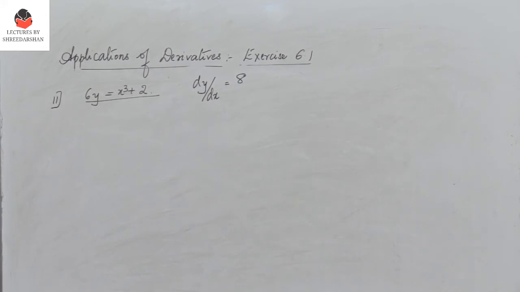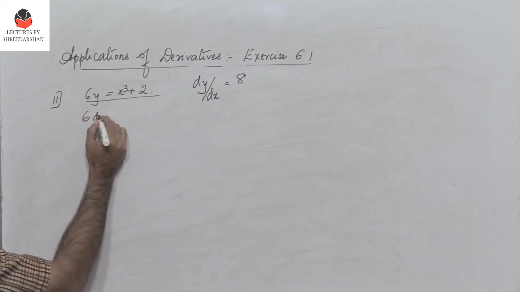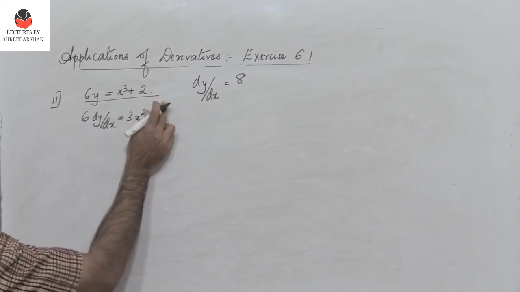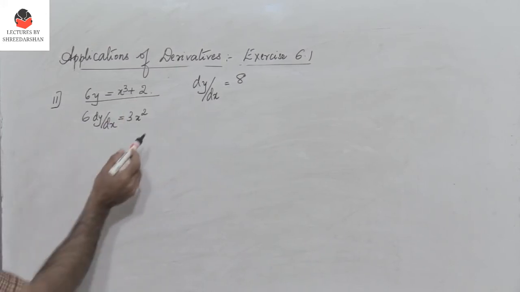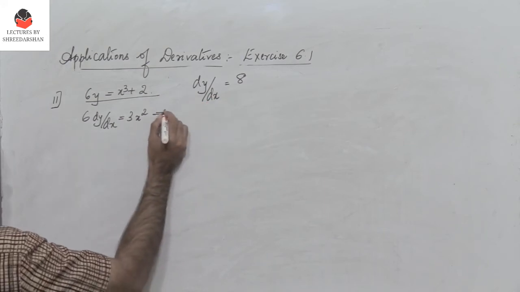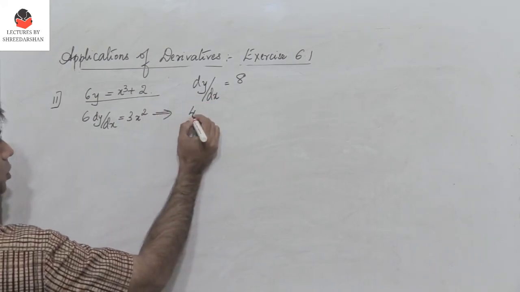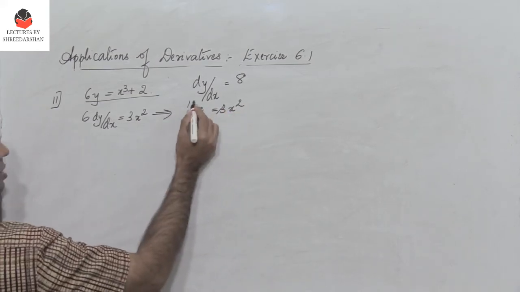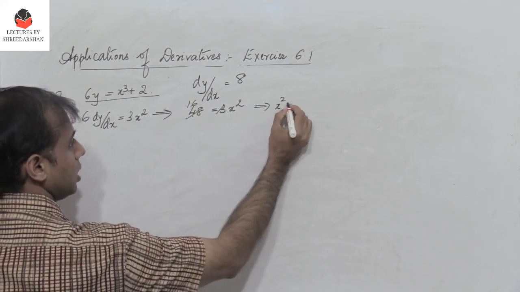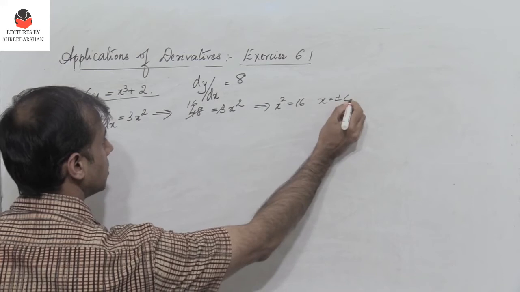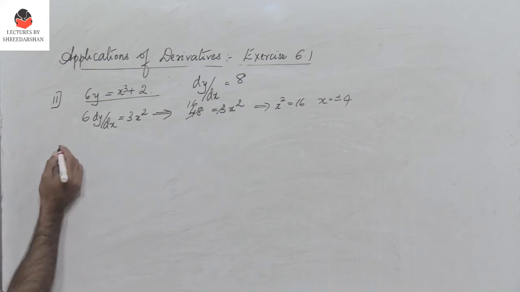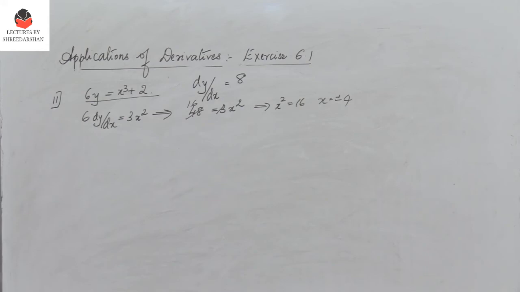Now let me differentiate this expression with respect to x. So I have 6 dy by dx equals 3x square plus 0 here. Now dy by dx is 8, so I substitute the value here. So this implies 6 into 8 is 48 equals 3x square. So x square equals 16, so x is equal to plus minus 4. Right? Now I need to find the point on the curve. So the value of x can either be plus 4 or minus 4.